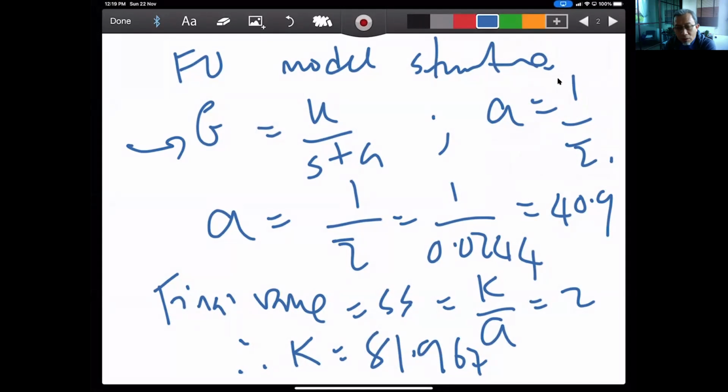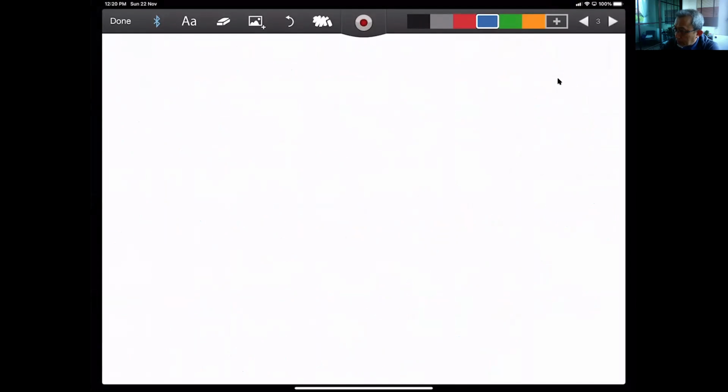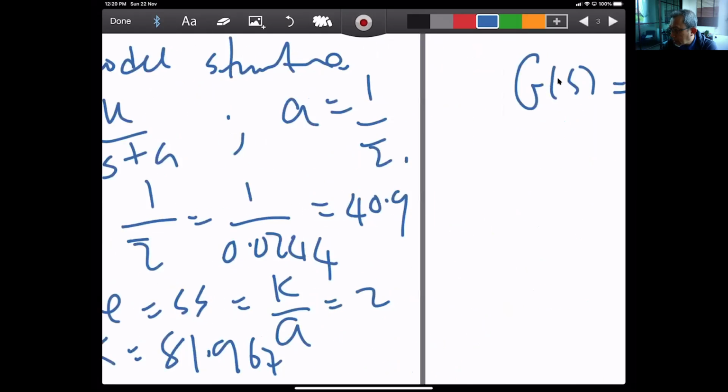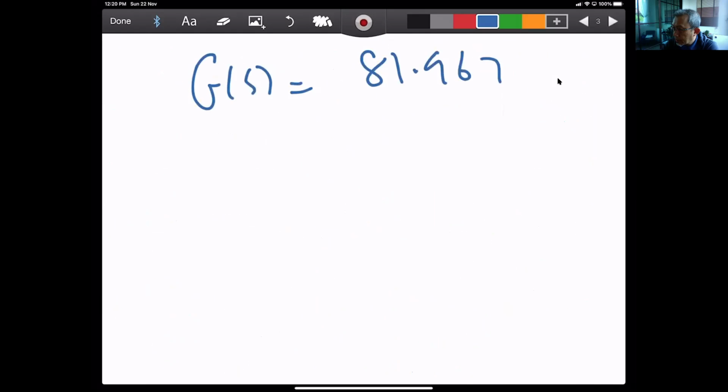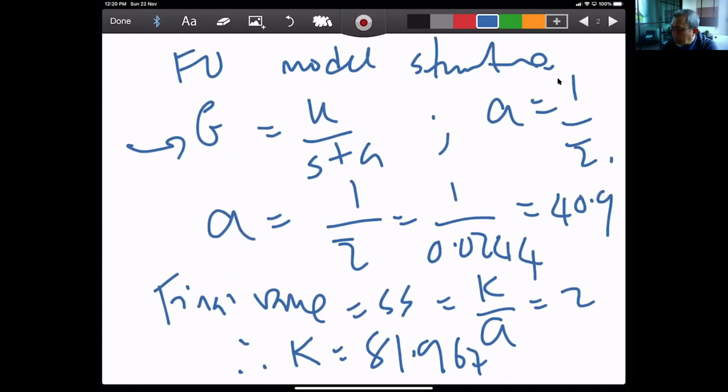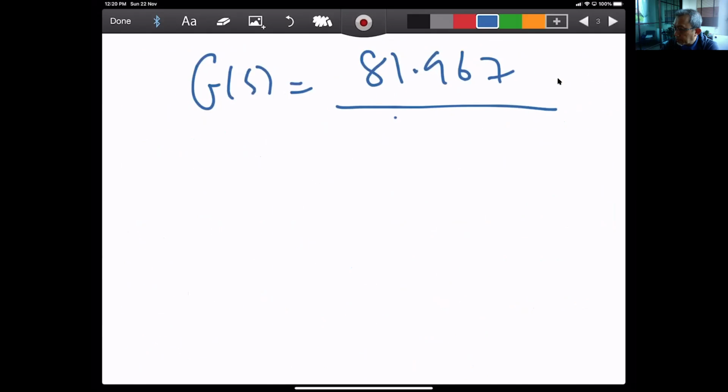So the final value or steady state, SS is steady state, is K divided by A, which is equal to 2. So that's why it's 81.967. So in that case, G(s) is 81.967 over S plus A. A is 40.9. Okay, this is the estimation for the data plotted as the first order system.